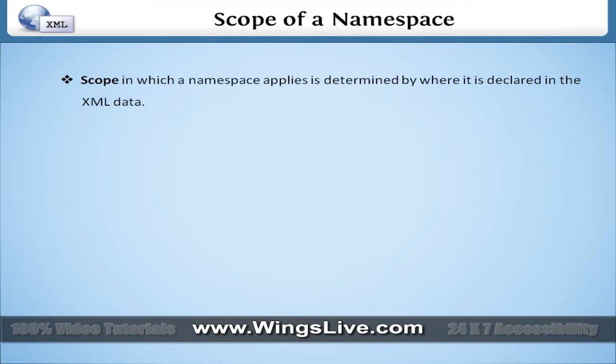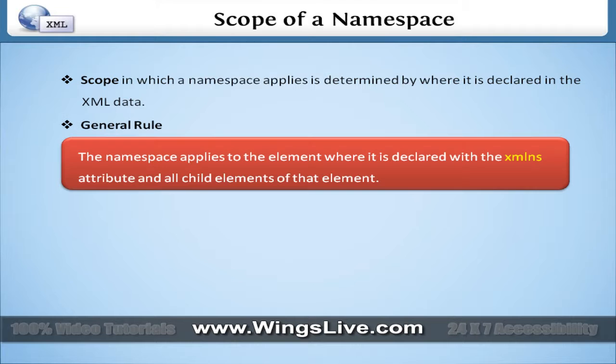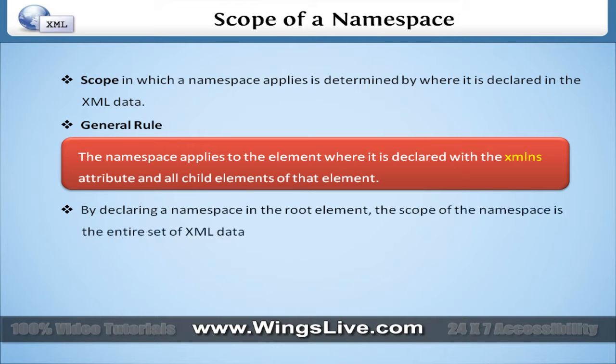The scope in which a namespace applies is determined simply by where it is declared in the XML data. The general rule is that the namespace applies to the element where it is declared with the xmlns attribute, and all child elements of that element. So by declaring a namespace in the root element, the scope of the namespace is the entire set of XML data. So I hope you are now clear with the scope of a namespace.